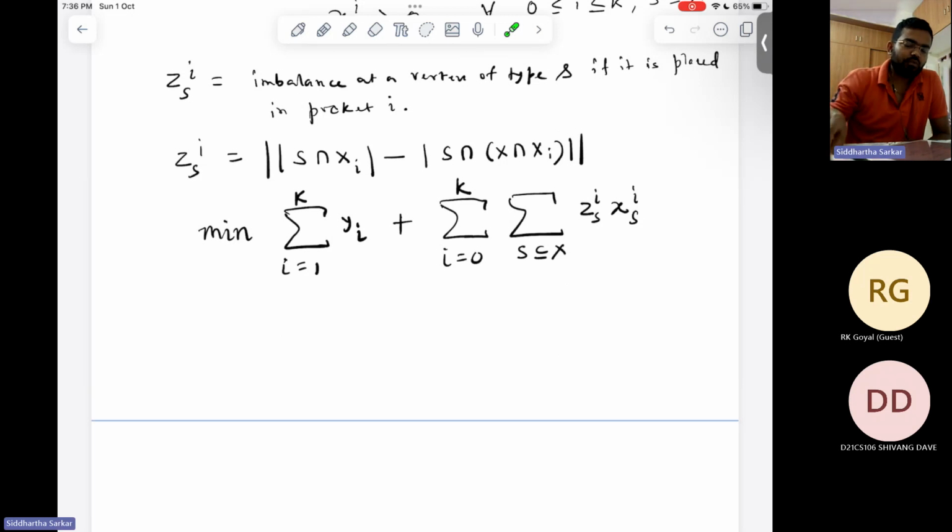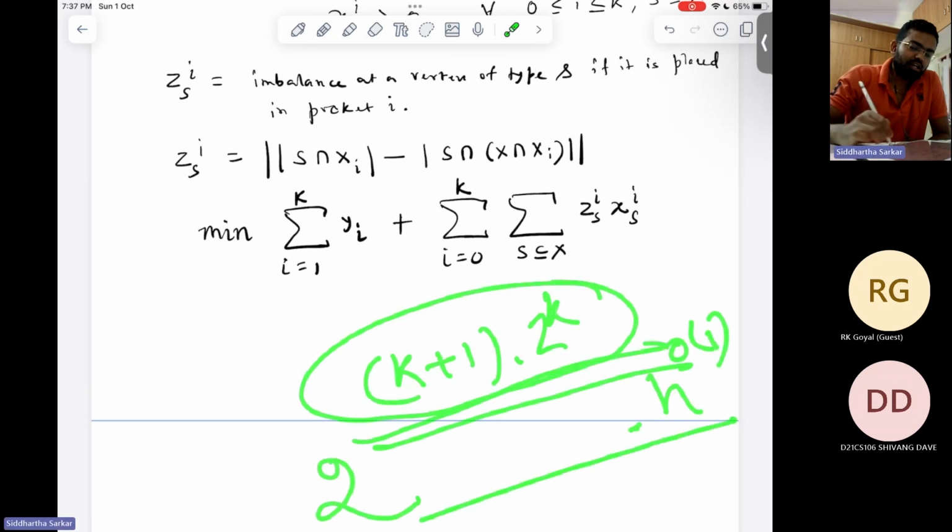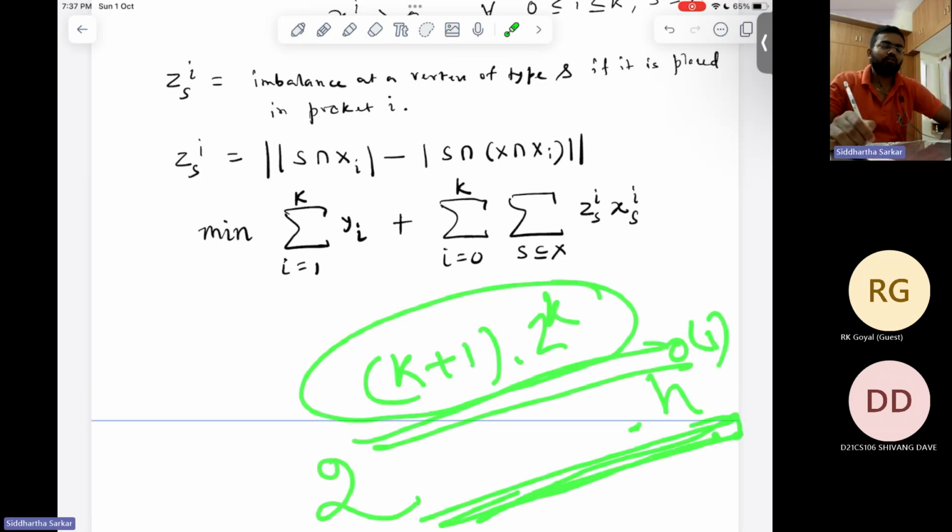All right. So we have seen that the number of variables and the number of constraints is all bounded by this expression. So therefore, we have a 2 to the this thing times an ILP solver. And therefore, the imbalance problem parameterized by the size of a given vertex cover of the input graph is fixed parameter tractable. All right.